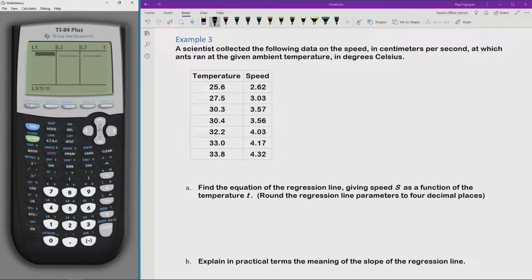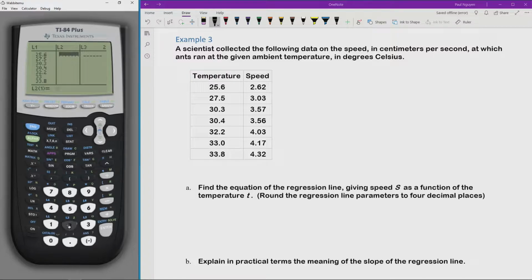Which one is the variable? The variable is temperature. The function is speed. So we put the temperature first. 25.6, 27.5, 30.3, 30.4, 32.2, 33.0, 33.8.